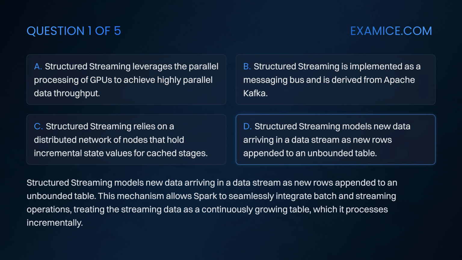Structured streaming models new data, arriving in a data stream as new rows appended to an unbounded table. This mechanism allows Spark to seamlessly integrate batch and streaming operations, treating the streaming data as a continuously growing table, which it processes incrementally.